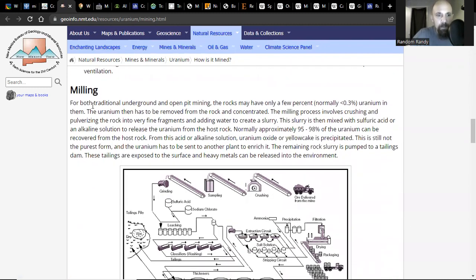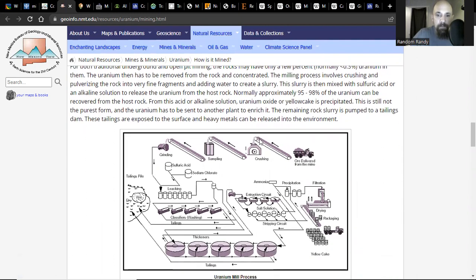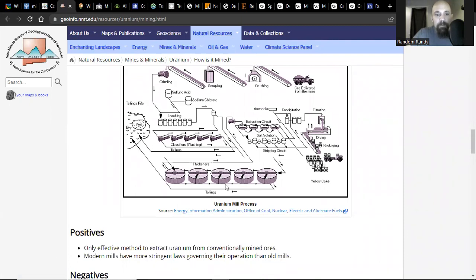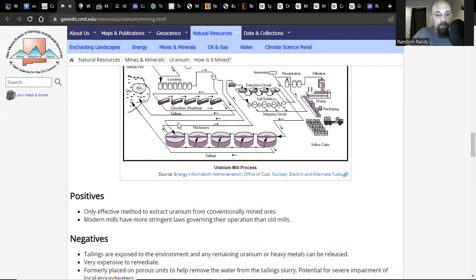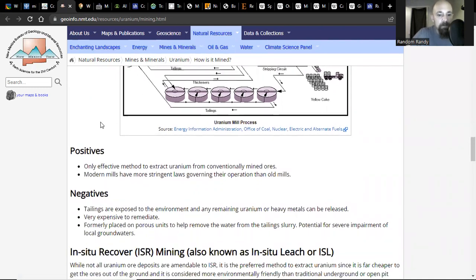Now, milling. For both traditional underground and open pit mining, the rocks may only have a few percent uranium in them, which has to be removed from the rock and concentrated. So there's this massive refining process. The ore brought in from the mine is crushed, sampled, ground, leached with different chemicals, pumped through washers, and then part of it goes into a thickener. It is then pumped from the thickeners into the extraction circuit, where it encounters a salt solution, ammonia is precipitated, then filtered, dried, packaged, and finally yellowcake uranium. It's a very interesting alchemical process. Keep in mind that through this extraction process, we create a massive pile of what is known as tailings. We will look at some of the results of mining again in just a little bit.